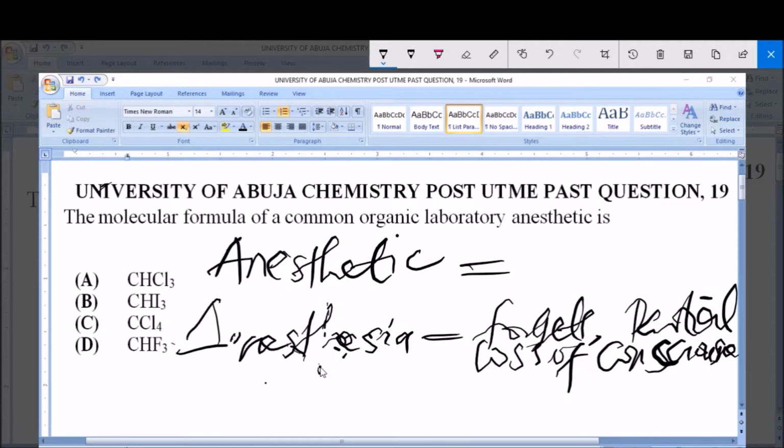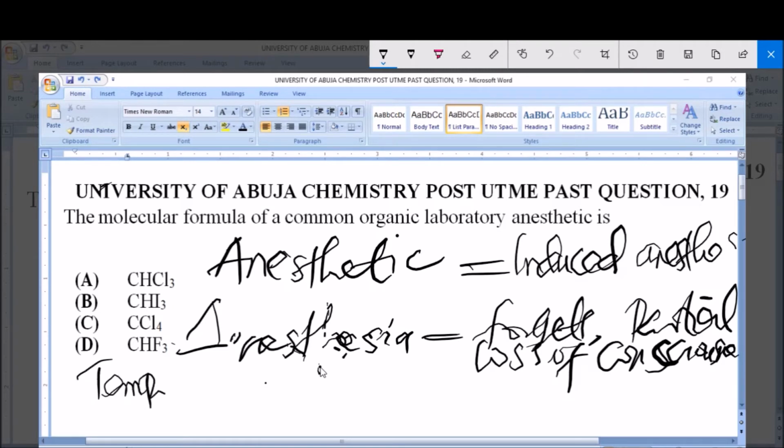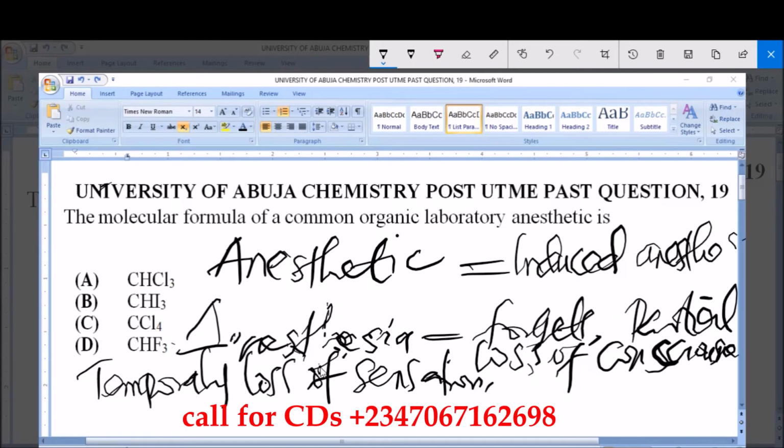specially formulated organic liquids that evaporate readily into vapors. Now, these substances are used to induce anesthesia, like I said. And I told you what anesthesia is. I said anesthesia is temporary loss of sensation or awareness or consciousness, like I explained.